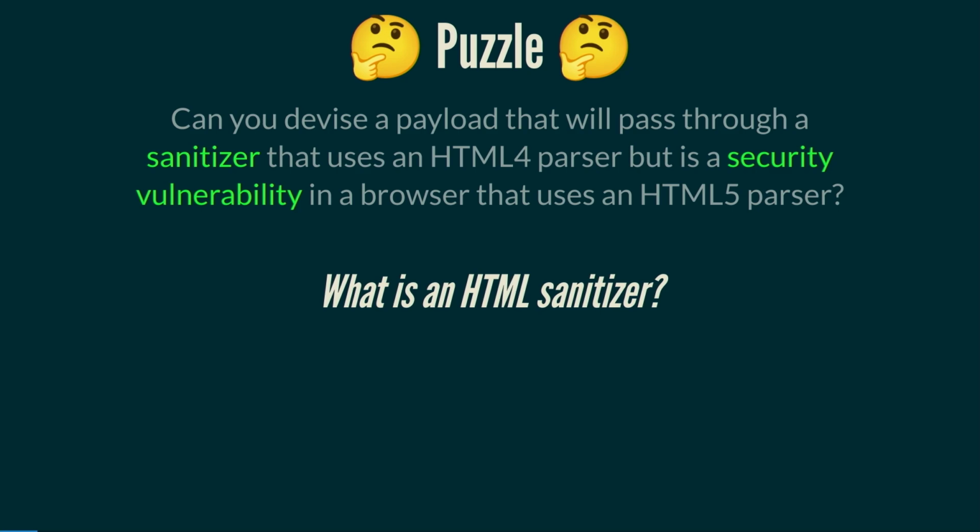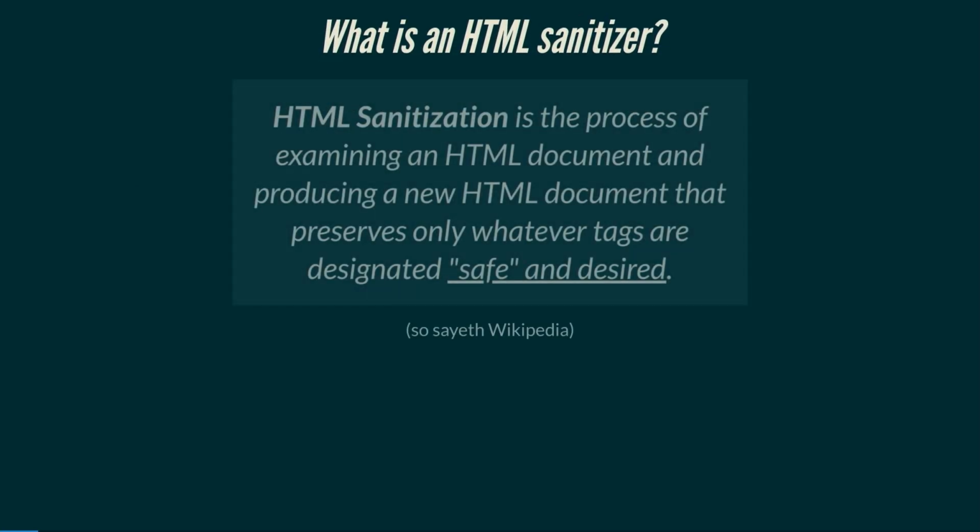So a couple of phrases that we should probably define: sanitizer, security vulnerability. I want to get specific with these. So let's talk about an HTML sanitizer first. Wikipedia, helpfully, defines a sanitizer as something that takes one HTML document, produces a second HTML document that only has the tags and attributes that you think are safe. So it's like a policeman.